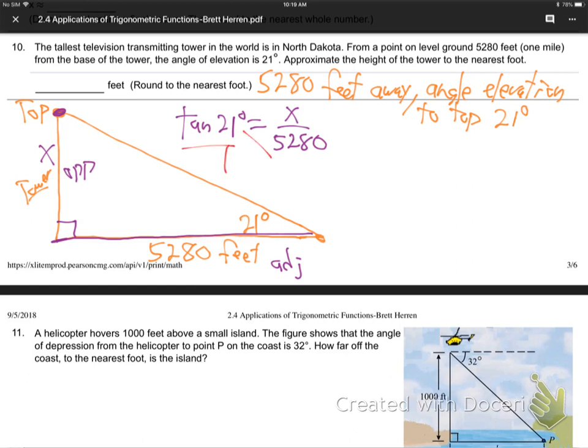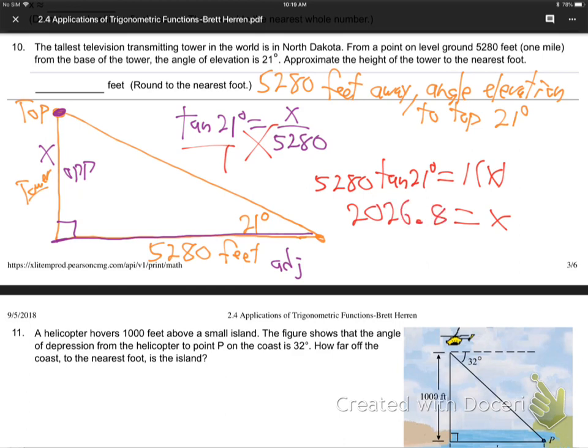Put this over 1, diagonal. And then you get 5,280 tangent 21 degrees is 1 times x. So x equals whatever that is. I'm getting 2026.8. I don't know how far they want me to go. Oh, nearest foot. So we'd say 2027. 2,027 feet tall.